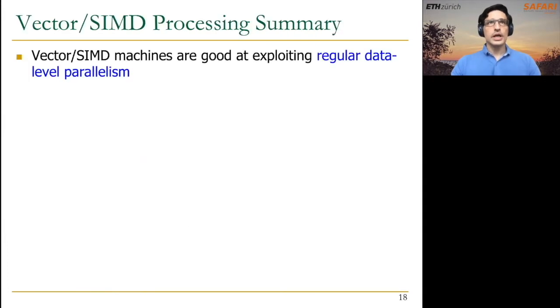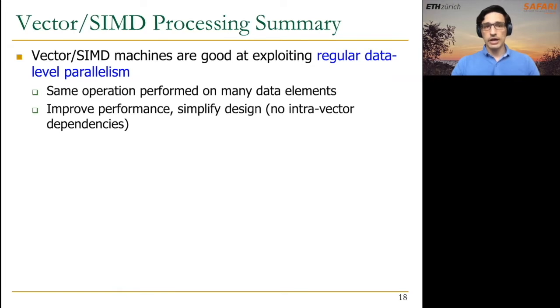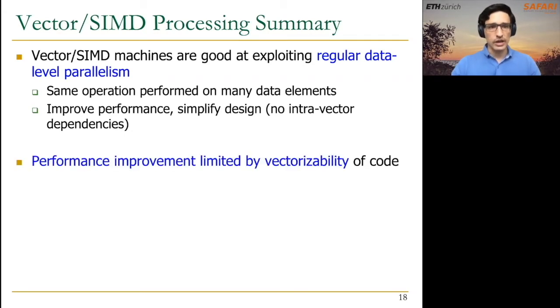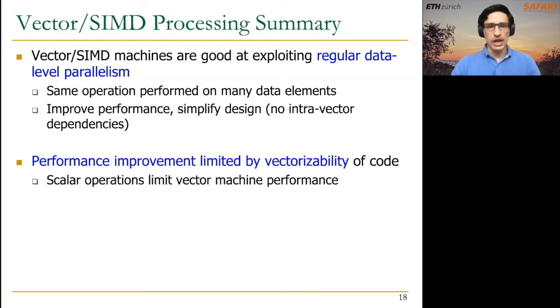So in order to summarize about vector or SIMD or array processors. They are very good at exploiting regular data level parallelism. They perform the same operation on multiple data elements. Clearly, we can improve performance because we can execute operations in parallel, instructions in parallel. However, this performance improvement is limited by the vectorizability of the code. It's limited by how many parallel sections we really have in the code.